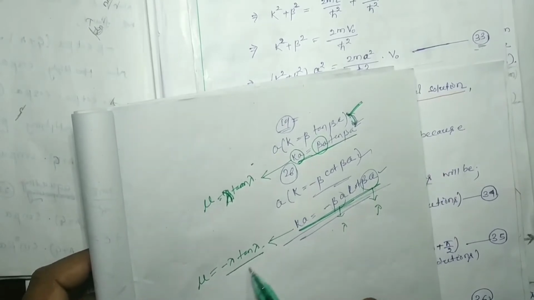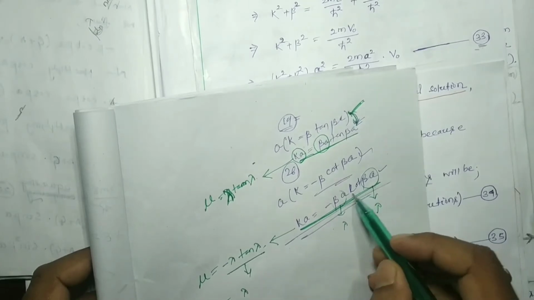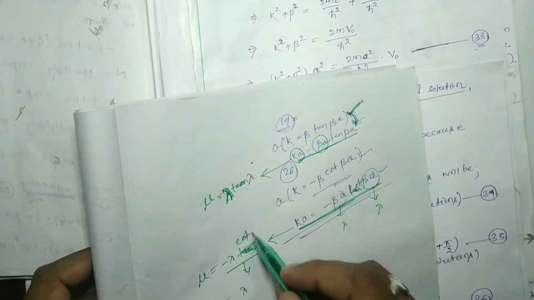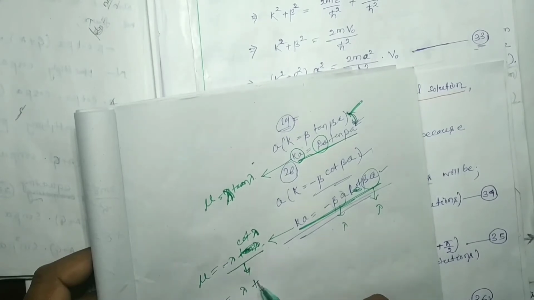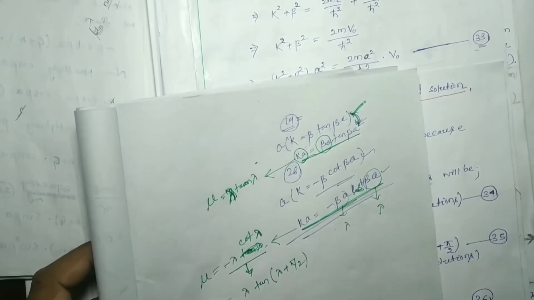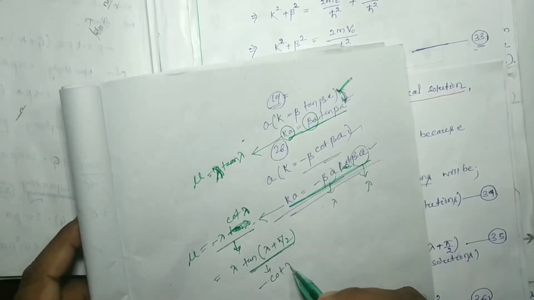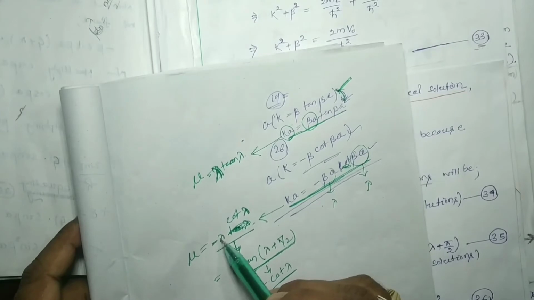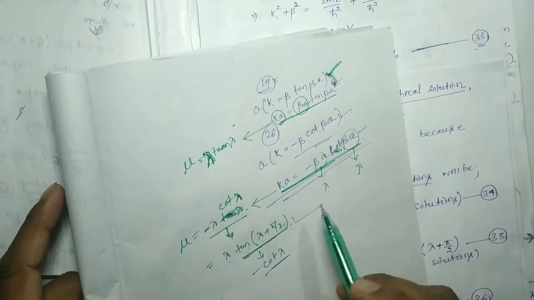So this also can be written as, sorry, this is cot lambda, okay. So this minus lambda cot lambda can be written as lambda tan of lambda plus pi by 2, okay. Tan of lambda plus pi by 2 is nothing but minus cot lambda. So hence this minus lambda cot lambda can be written as lambda tan of lambda plus pi by 2. So those things I have written here.